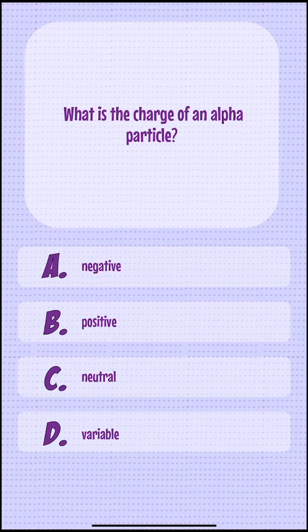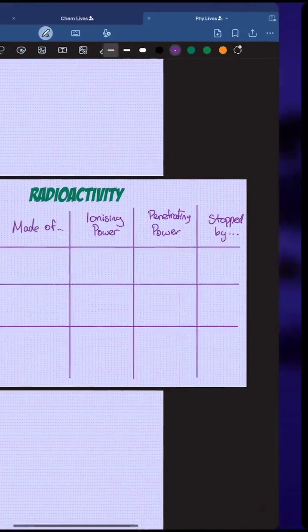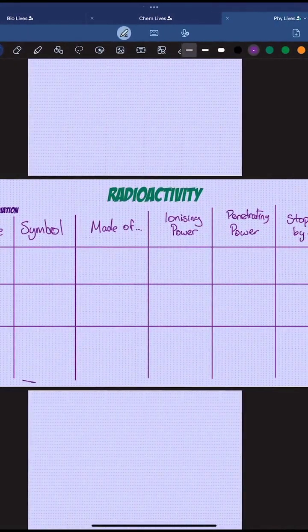So, the charge of an alpha particle. We've got 3 types. Yep, someone's already mentioned the 3 types of radiation you can have: alpha, beta, and gamma. So let's write that down first in our notes.